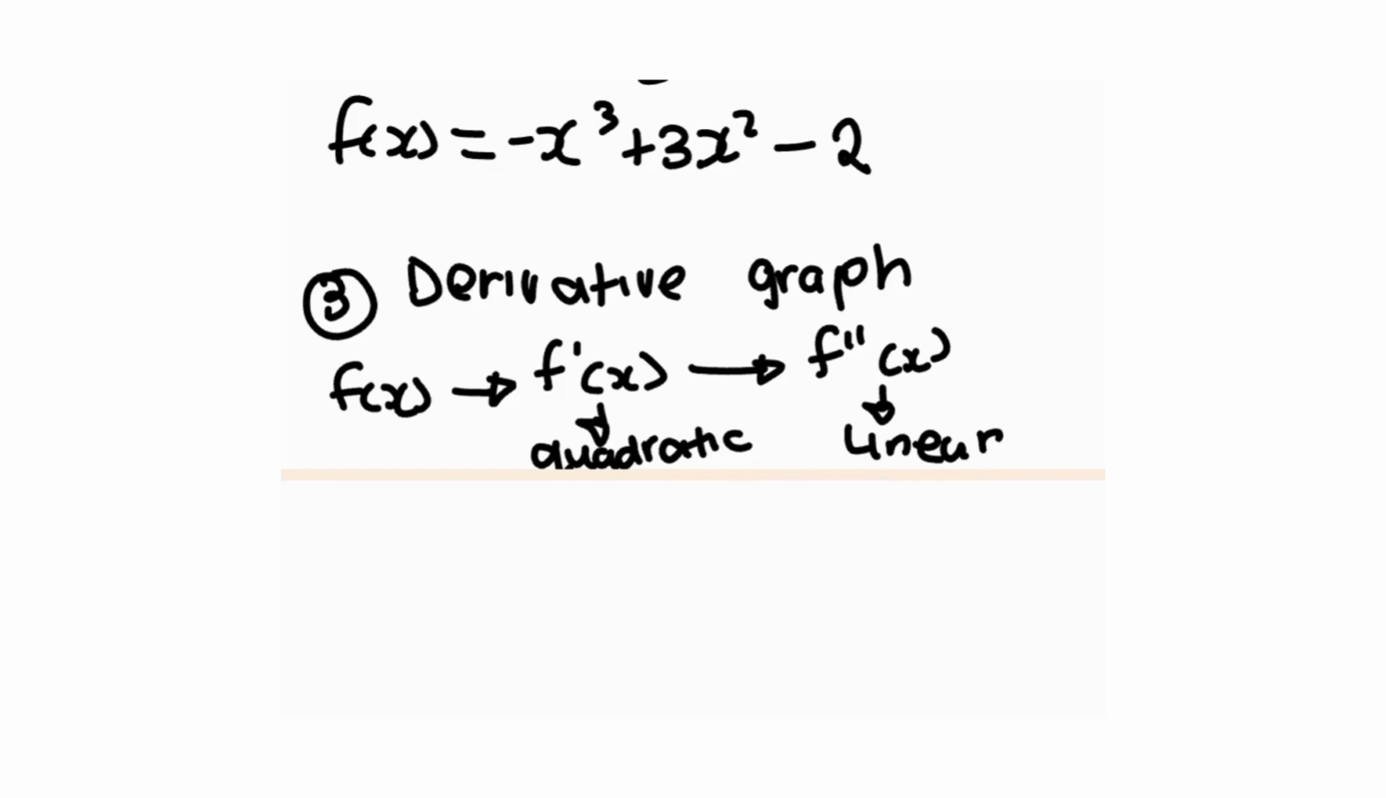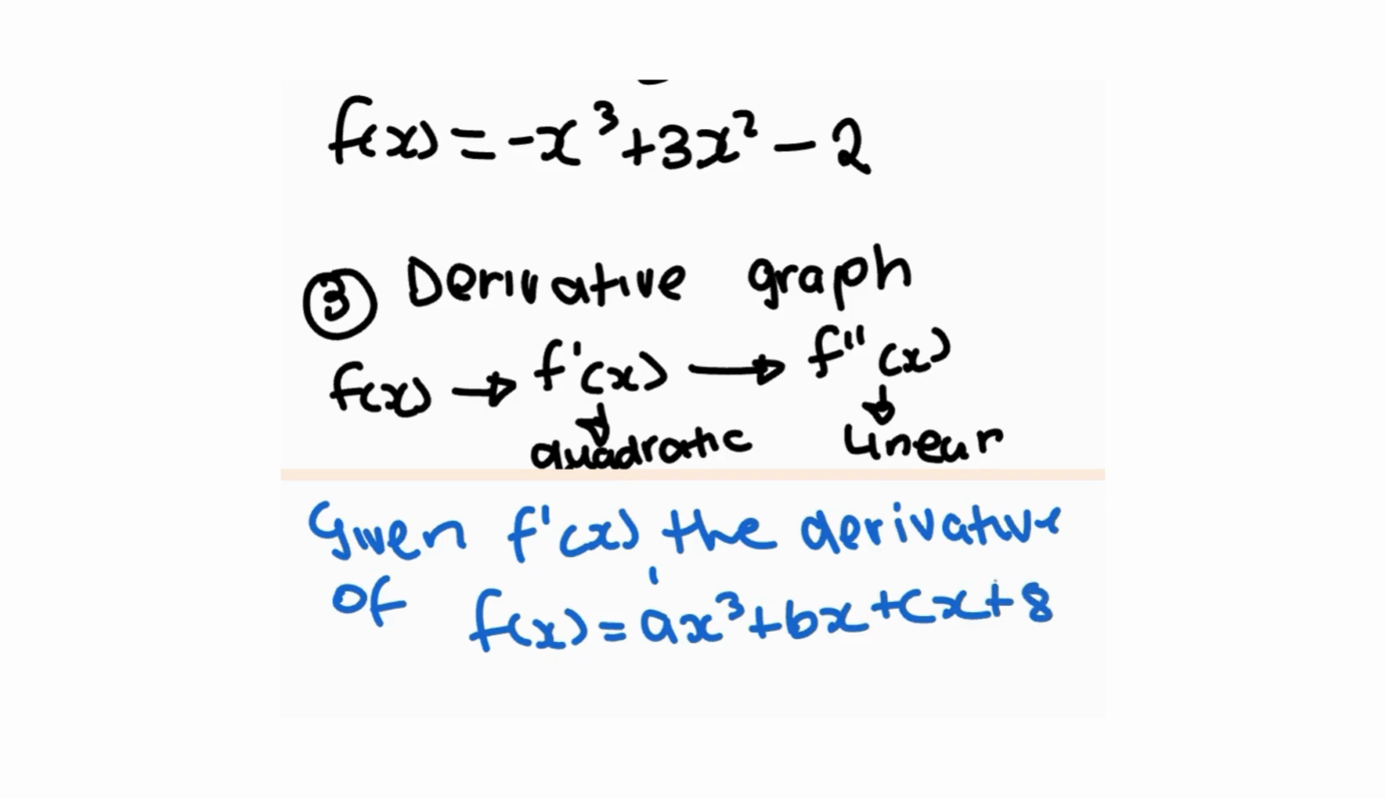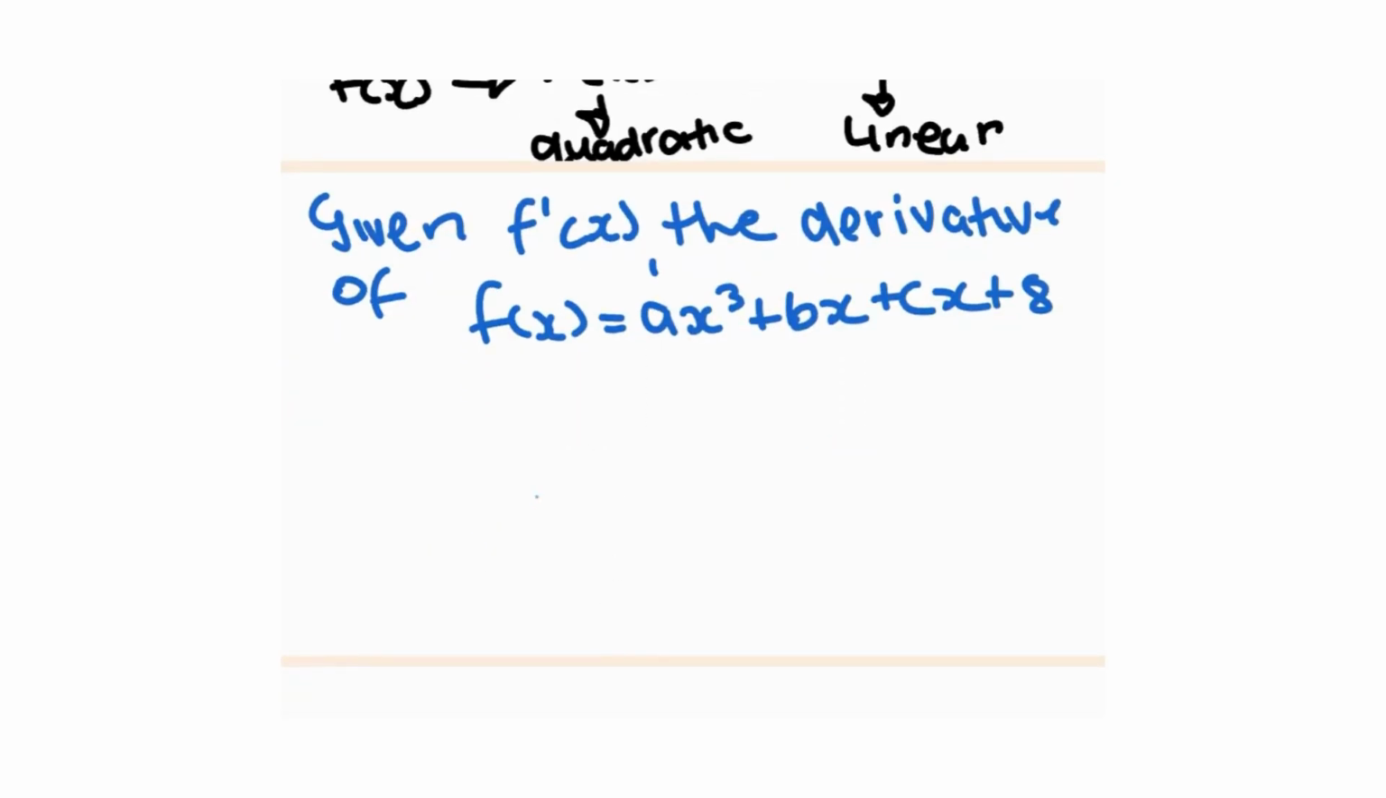So the question goes, given f prime x, which is the derivative of f(x) equals ax cubed plus bx squared plus cx plus 8. So this is what they've given us. They want us to find that equation. They've given us the graph also. Remember, they've given us the graph of a parabola. So the graph goes something like this.